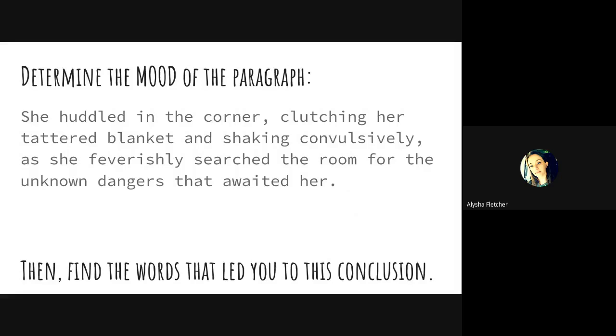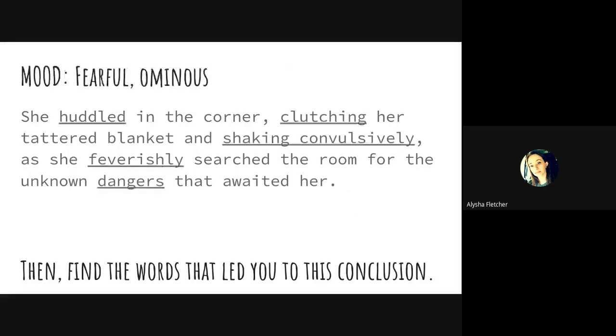Okay, I chose fearful and ominous, which just means threatening. And you could have picked anything similar. Huddled, clutching, shaking convulsively, feverishly, dangers. These are all words that make you fearful, or should to some degree.